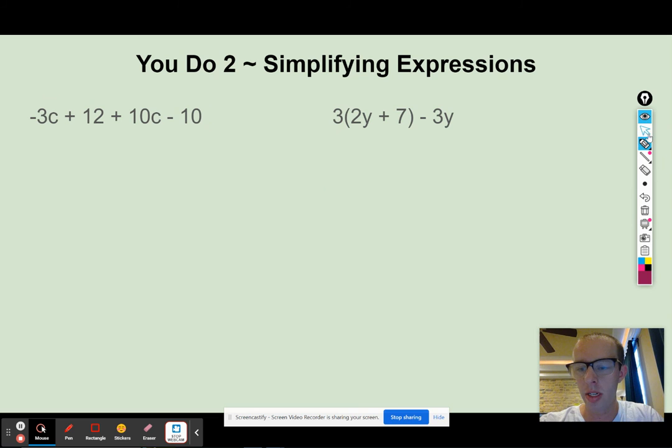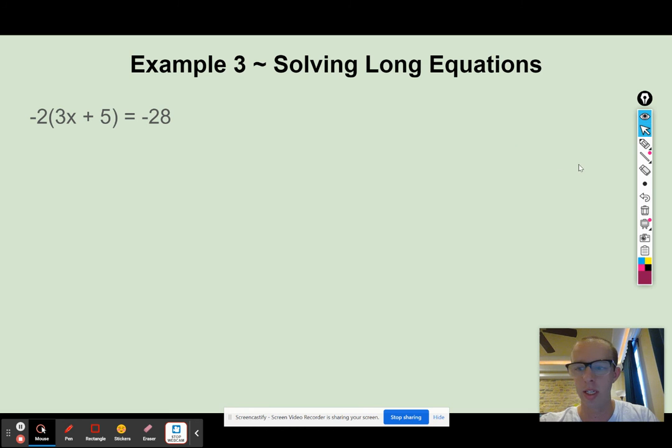Okay, now we have the two skills that we needed to meet today's objective. We're only doing one example and one you do. So please pay close attention to the example. Now we're going to combine those skills together. First, I have an equation here. It's negative 2 times 3x plus 5 equals negative 28. My first step here is going to be to simplify the expression over here. I want to make this look like a two-step equation. As we get more into solving equations, that's our goal. Make everything look like a two-step equation because we know how to solve those.